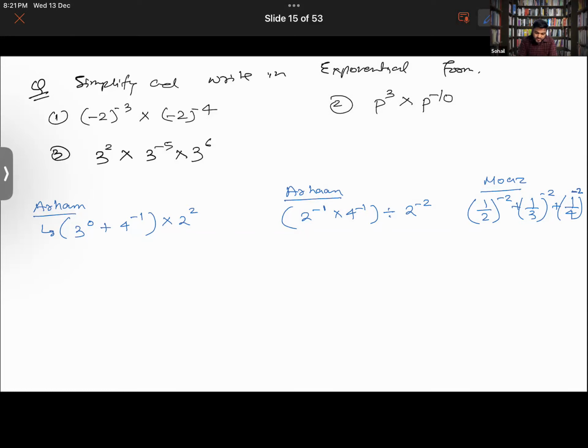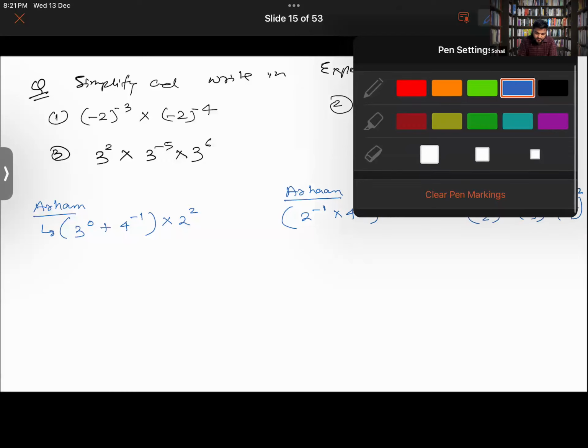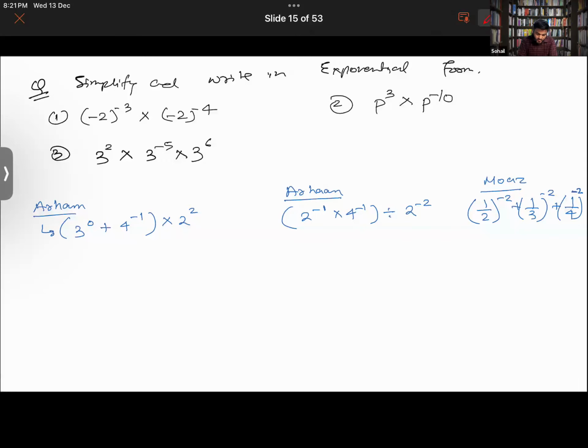Look, Arhan, in the first one, you have made a slight mistake. Look at the sign of the base. It's a negative number, -2, no? You have written +2. Arham, let me check yours also. The first one is correct. Second one, yeah, all of them are correct.